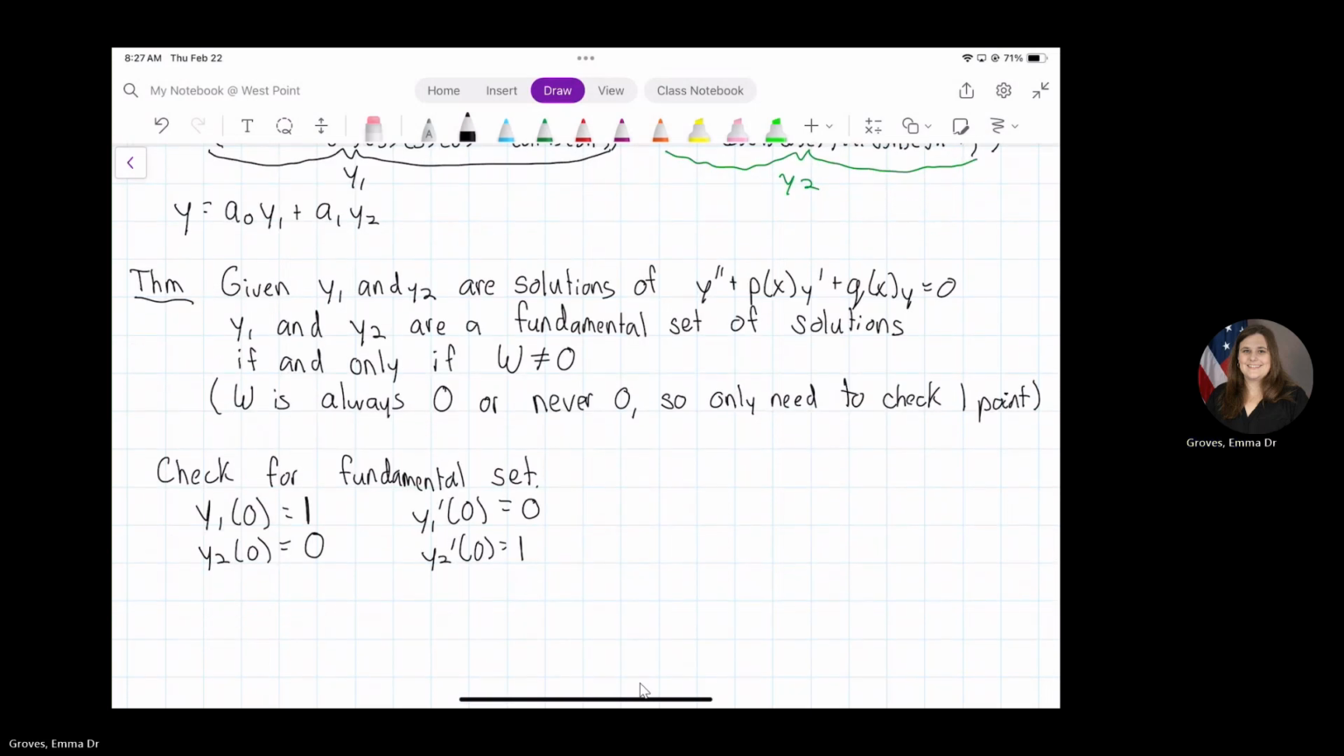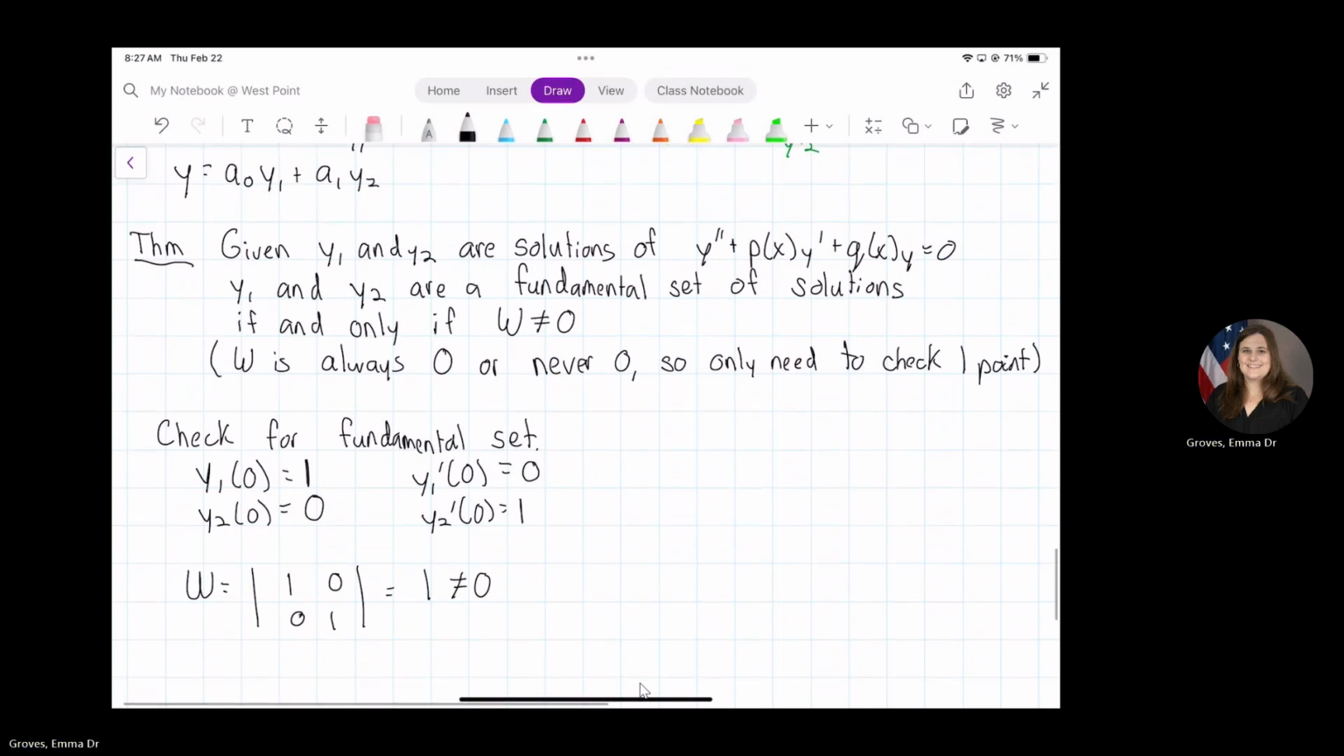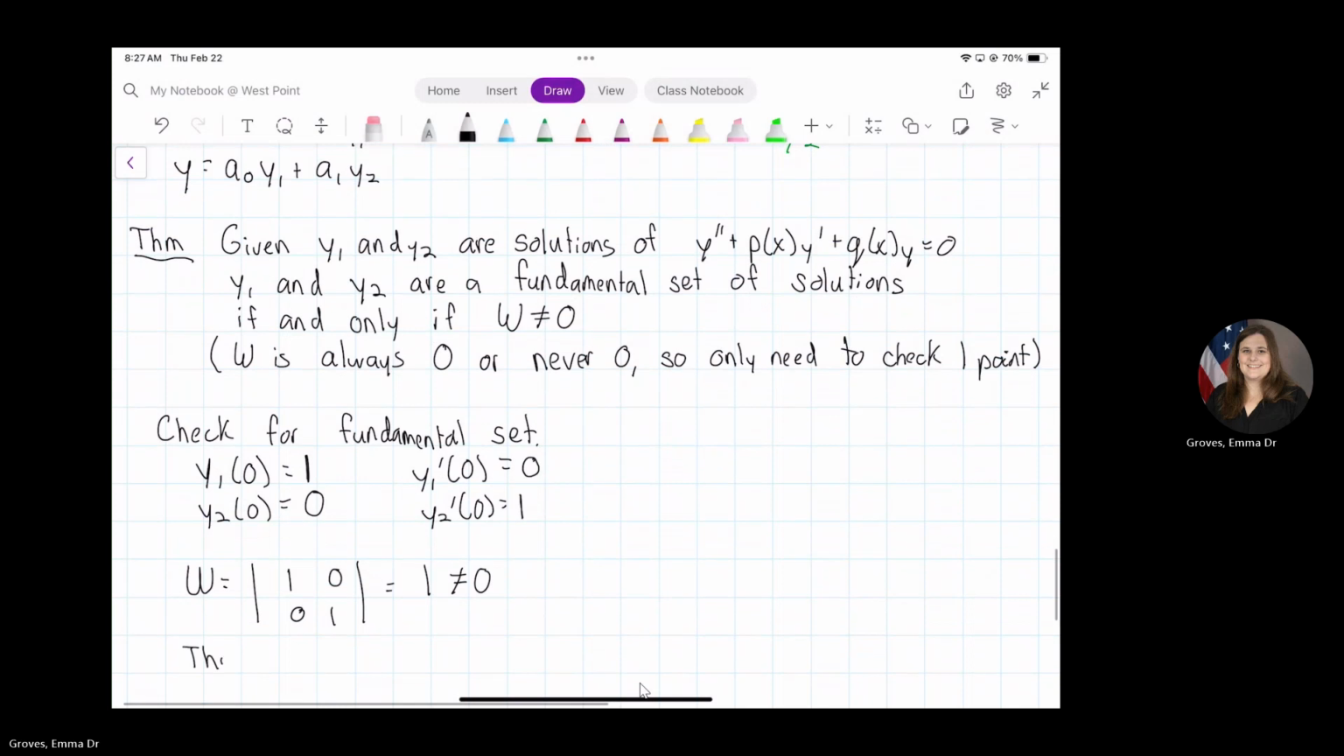Okay. So my Wronskian is going to be the determinant of 1, 0, 0, 1, which is 1, which does not equal 0. So thus y1 and y2 form a fundamental set.